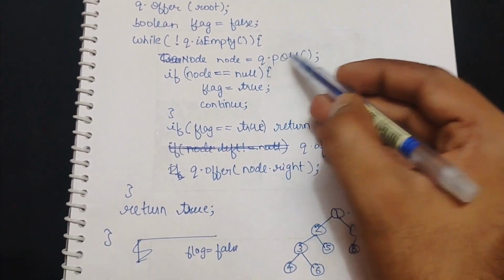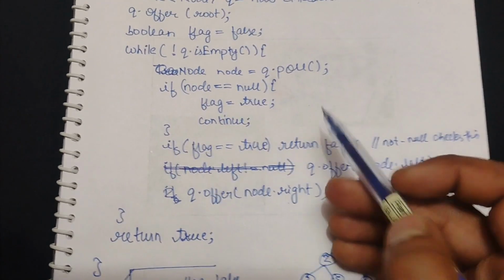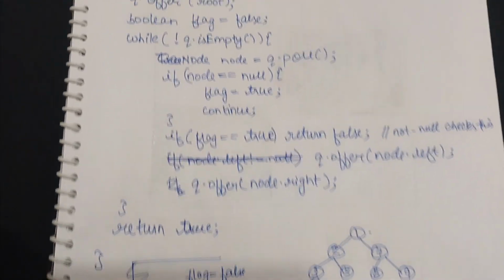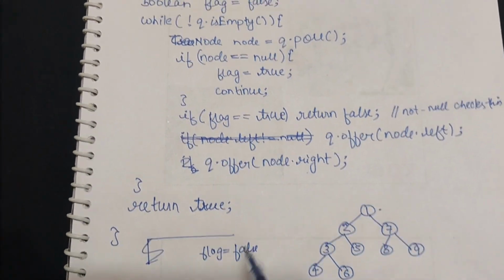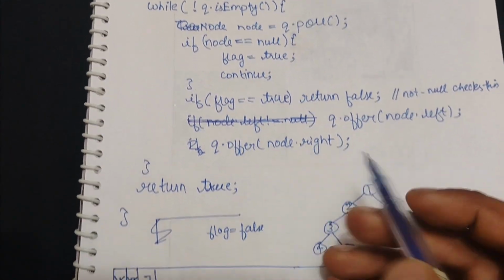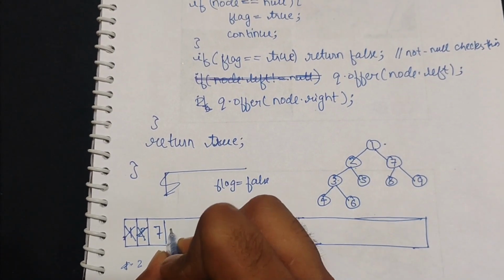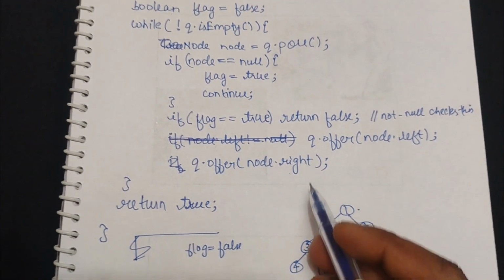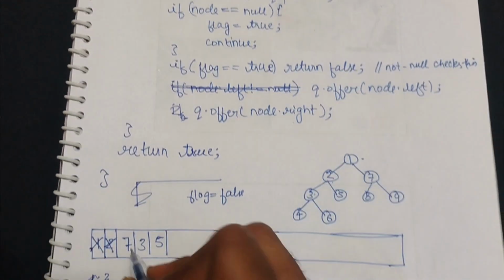Now the code will again come over here. Pop the first. I will pop 2. Is 2 null? No, 2 is not null. Then check if flag is true. No, flag is still false. Now add left and right of 2. Adding left is 3, adding right is 5. Okay, this is done. Now the code again comes over here. Pop out the first element.